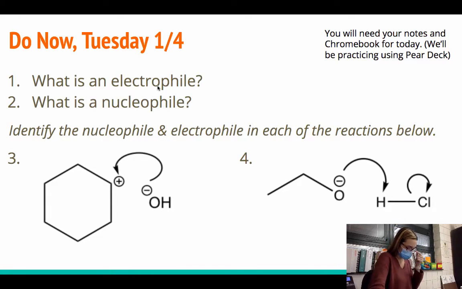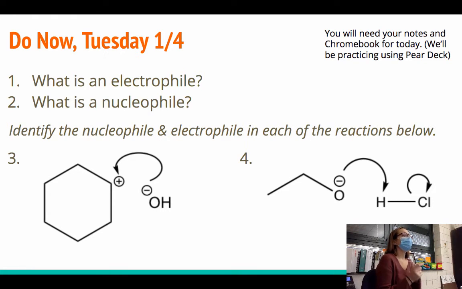So an electrophile likes electrons. An electrophile is a substance that wants more electrons. It's an electron loving substance. And in the notes, it talked about different things to look for with electrophiles. Typically, it's going to have some sort of electron deficiency. So it could have a full positive charge, it could have a partial positive charge, or it could have an incomplete octet. So maybe something only has 6 electrons instead of 8.